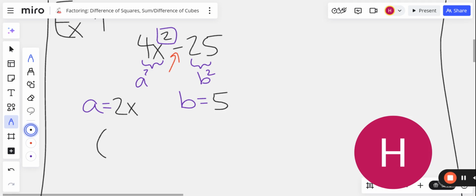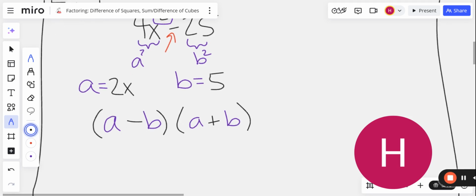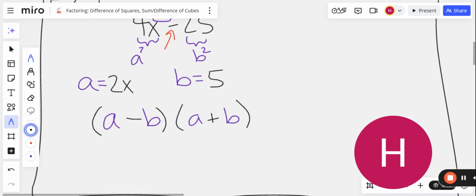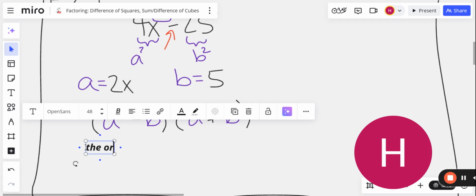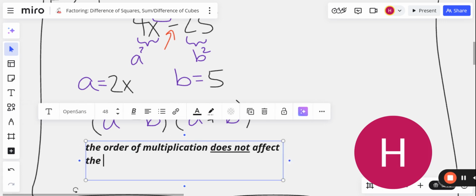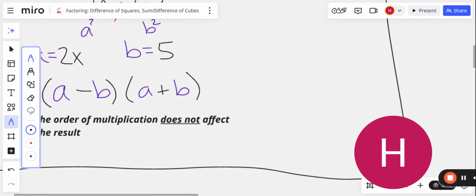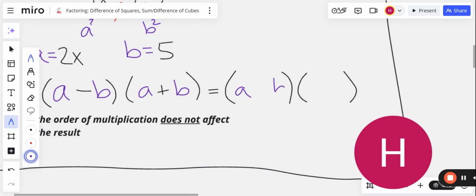We're going to plug that into the format a minus b times a plus b. For those of you who are curious, is this the exact same thing as a plus b times a minus b? Yes, it is. Very important note here that the order of multiplication does not affect the result. Okay? So this would be the same thing as if we were to call it a plus b, a minus b.